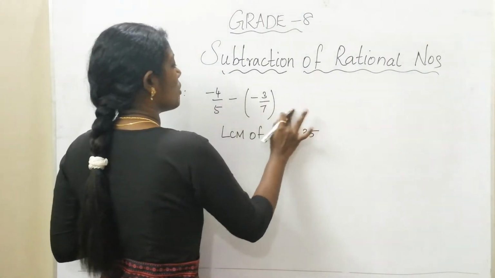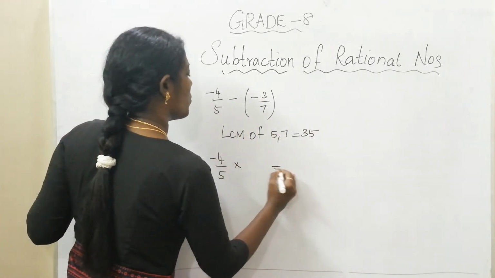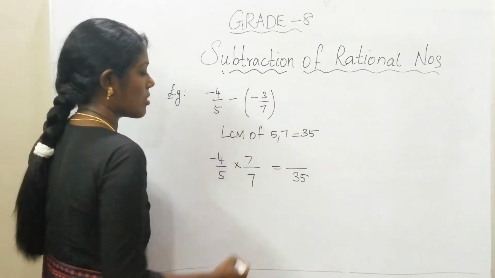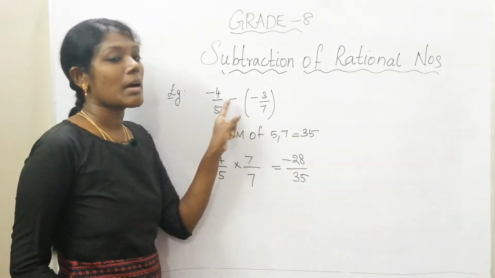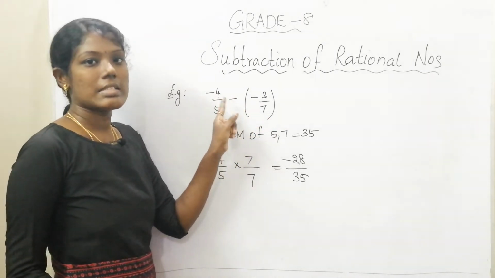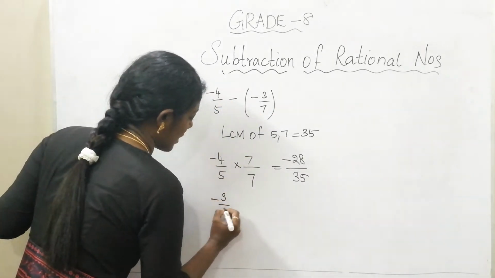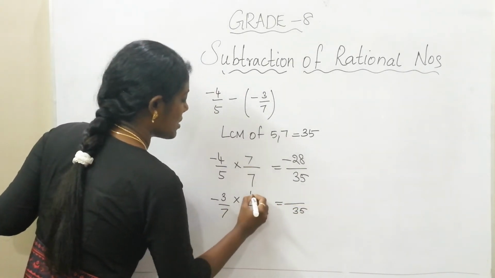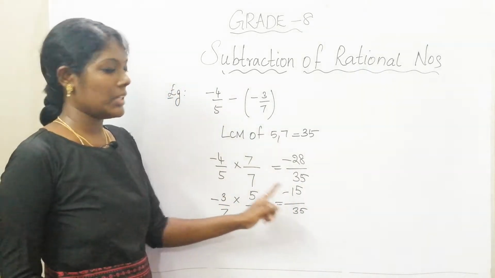Now I find the equivalent rational number of minus 4 by 5. What do I have to multiply with to give 35? I have to multiply with 7, and the same 7 on the numerator, so minus 28. This symbol is for subtraction, I don't take it for any rational number, I just leave that sign. Next I move on to the next rational number, minus 3 by 7. I have to multiply with 5 to give 35, the same 5 on top. So minus 15, since 3 fives are 15, with a minus sign.